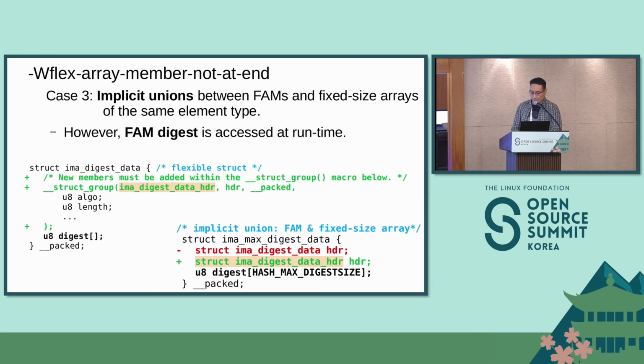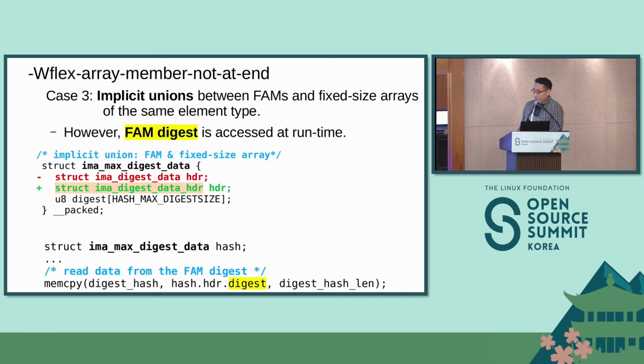However, in this case, the rest of the code in the kernel was accessing diets, right? They were trying to access diets through an instance of a flexible structure. So let me show you how this looks. This is another part of the code. This diets is the flexible array member. However, when we change the type, that diets is no longer there, right? Because that's the idea. We don't want the flexible array member. So this is not possible. We need to find a solution for this.